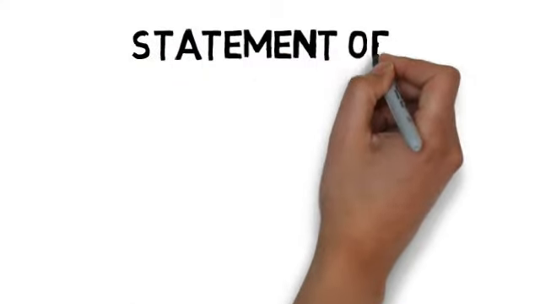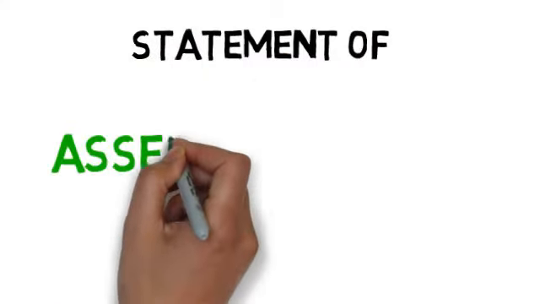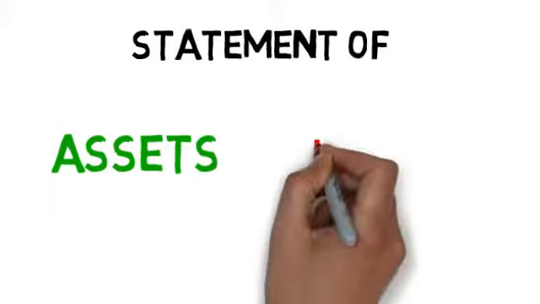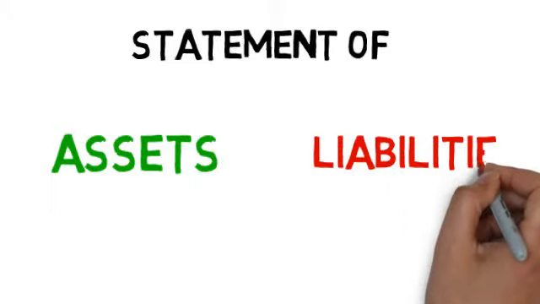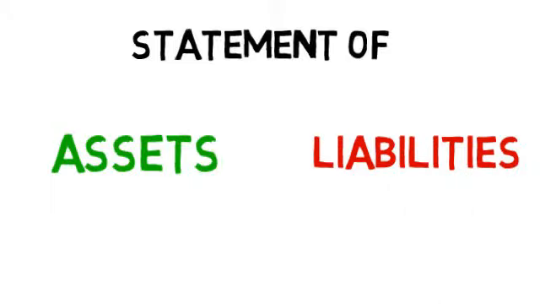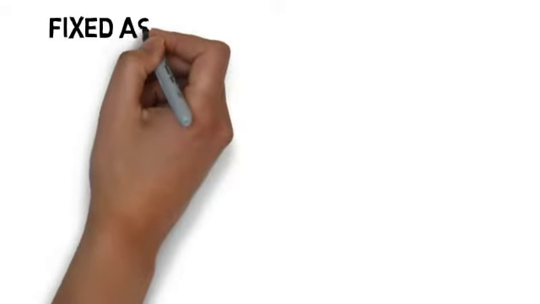There are two parts to a balance sheet. Let's look at them individually. So, the first part is a statement of assets, that's what your business has, and liabilities, that's what your business owes. There are different types of assets.